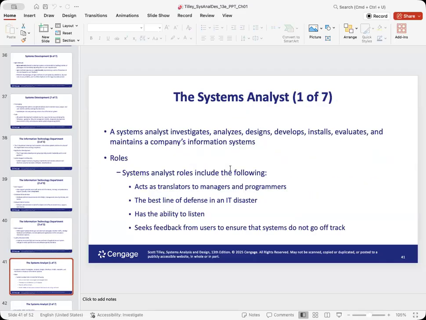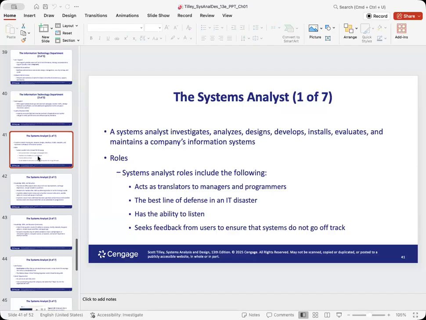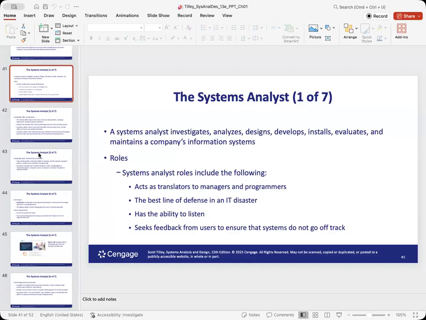The systems analyst. We'll be finishing very soon. A systems analyst investigates, analyzes, designs, develops, installs, evaluates, and maintains a company's information system.